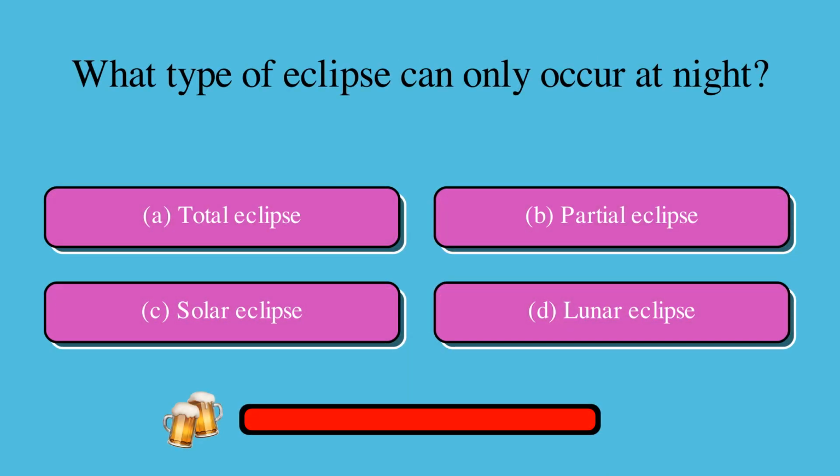What type of eclipse can only occur at night? Is it A, total eclipse, B, partial eclipse, C, solar eclipse, or D, lunar eclipse? The correct answer is D, lunar eclipse.